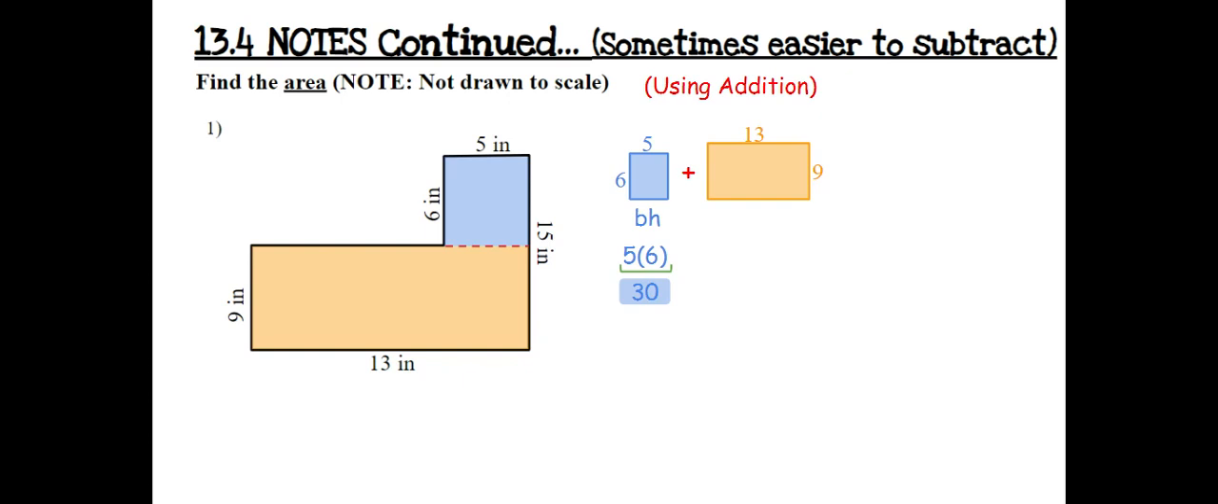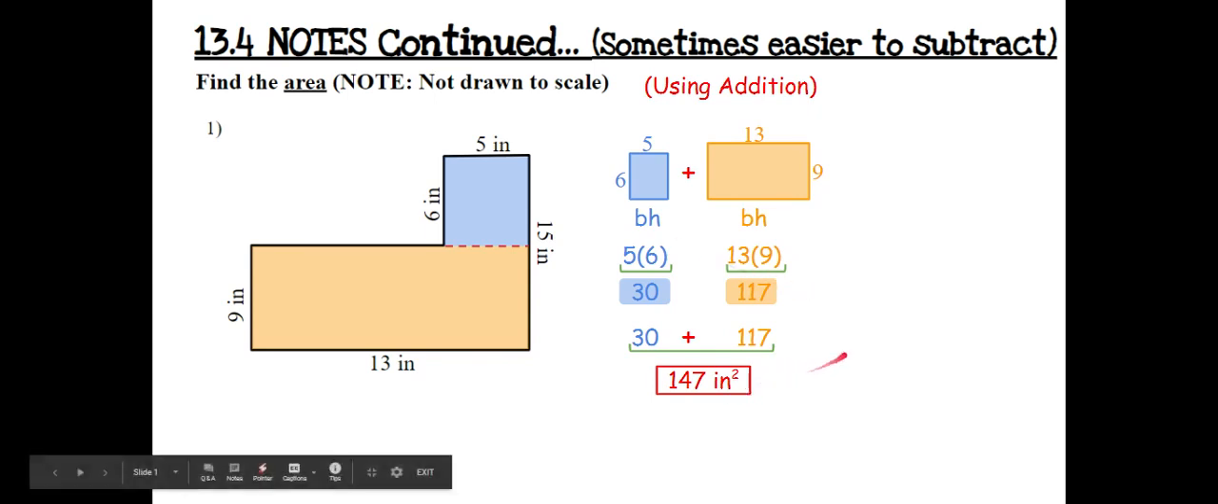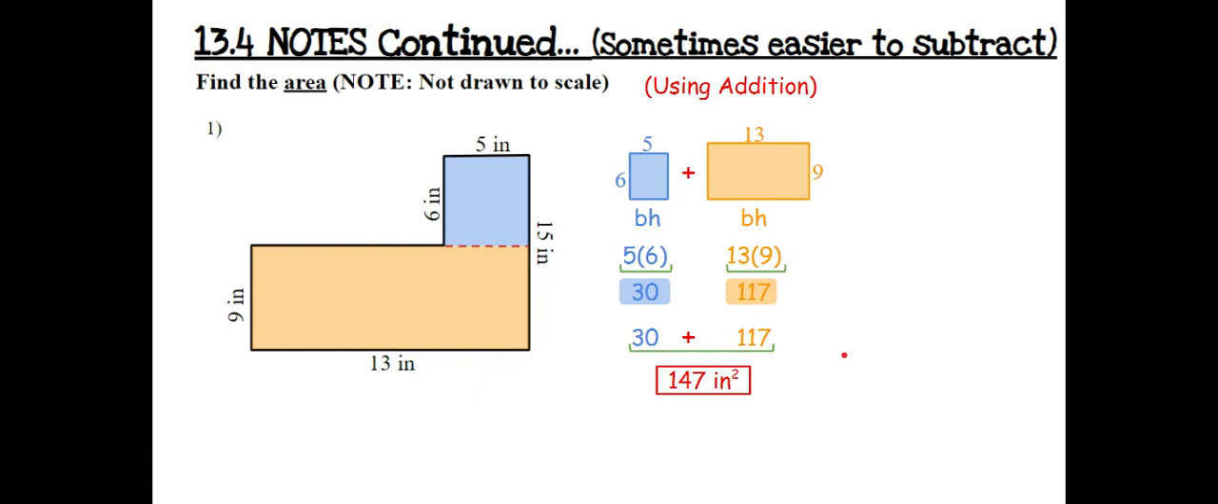We've established that the area of that blue rectangle is 30. Now let's find the area of that orange rectangle. And yes, I wrote the formula again, okay? And it's 13 times 9. Plug that into your calculator. 13 times 9 is 117. Okay, now we're adding those two rectangles together. So add those two areas together, 30 plus 117, and you get 147. And we're finding the area, so it was inches squared. This should look the same as example 1 on your foldable that we already did.